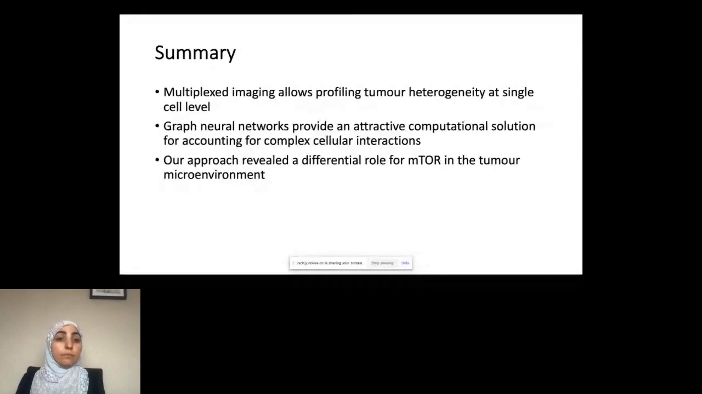So in summary, I showed you how we can use multiplexed imaging to study tumor heterogeneity, the microenvironment, and the interplay between cells in the microenvironment. Graph neural networks provide a natural solution to the problem because we are considering the interaction, the spatial information, as well as single cell information. This study revealed that mTOR can have a differential role in the tumor microenvironment, and this can have a significant impact when designing therapy because we can start stratifying patients based on their tumor signatures.